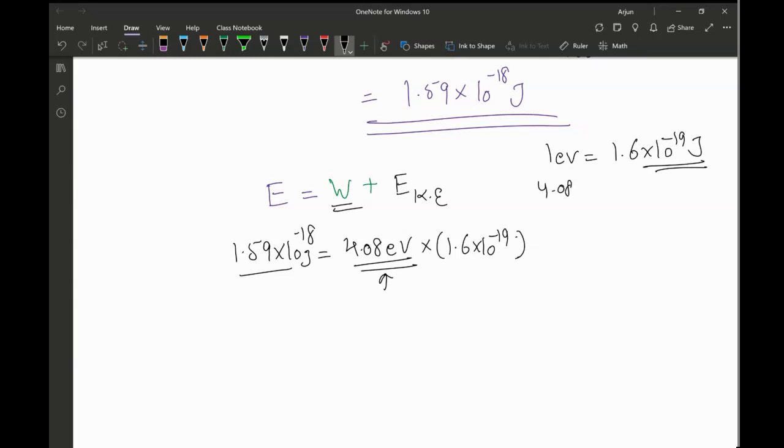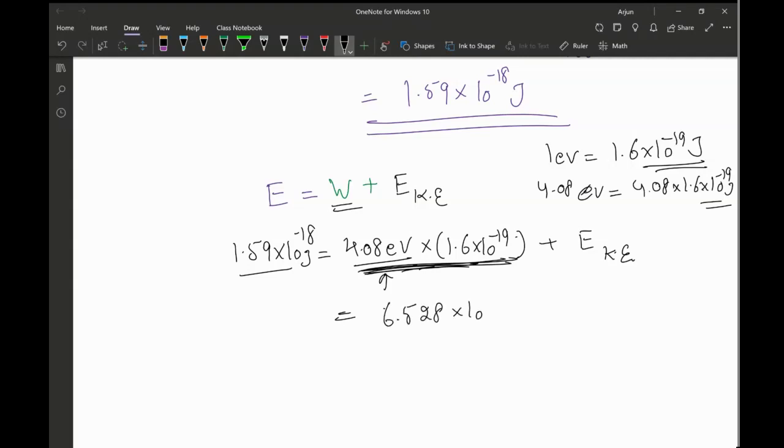So 4.08 eV will be equal to 4.08 times 1.6 times 10 raised to power negative 19 joules. That's what the value will be. So thus I multiplied by this number, plus EKE, kinetic energy. Whatever calculation you get from here, that will be something like 6.528 times 10 raised to power negative 19 joules plus EKE.